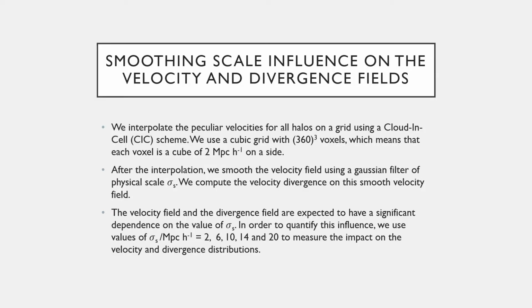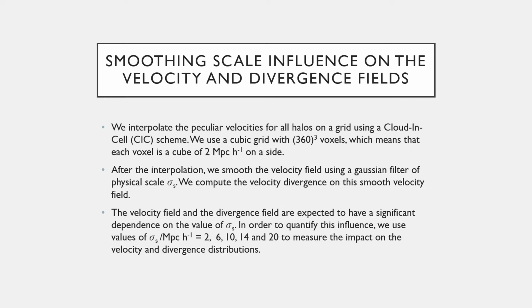We interpolate the peculiar velocities for all halos on a grid using a cloud-in-cell scheme. We use a cubic grid with 360 cubed voxels, which means that each voxel is a cube of 2 megaparsecs per h on a side. After the interpolation, we smooth the velocity field using a Gaussian filter of physical scale sigma s. We compute the velocity divergence on this smoothed velocity field.